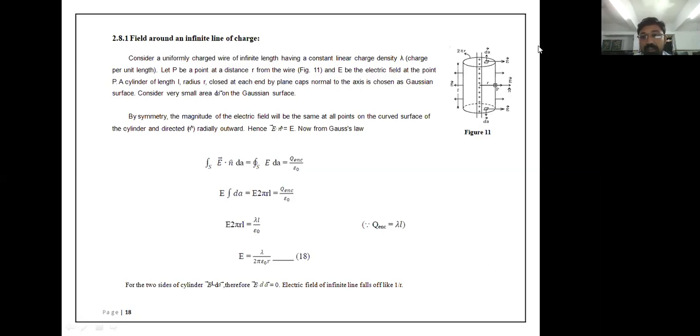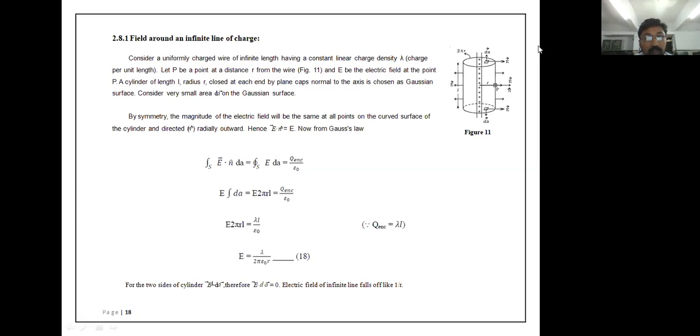From figure 11 we can see that there is an infinite length wire having charge which is uniformly distributed. The charge density is the linear charge density, which is one dimensional, and it is denoted as lambda. Charge density is nothing but the charge per unit length. Now let P be a point at a distance r from the wire, and E be the electric field at point P. The distance from the line to point P is r.